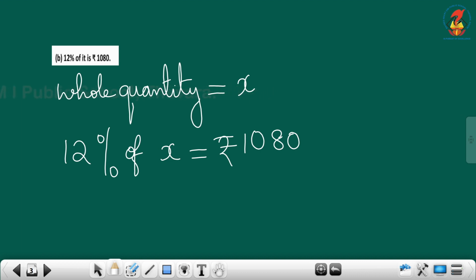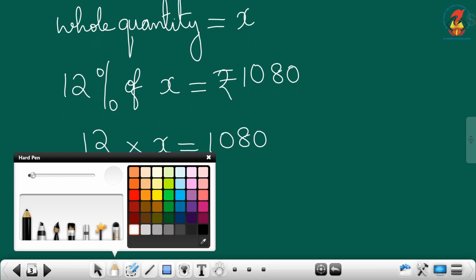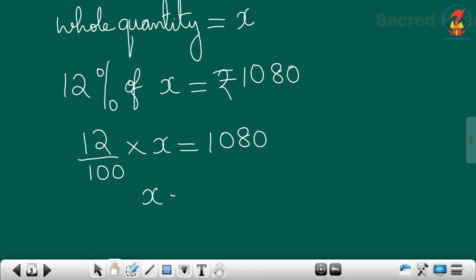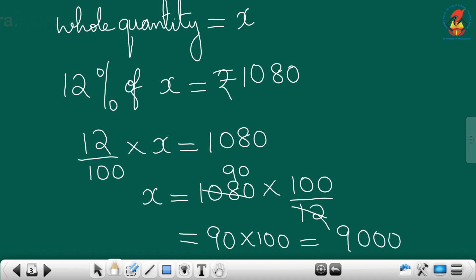So how will we find the whole quantity? That means 12 by 100 into, of means multiplication, into x is equal to 1080. Just do the transposing method, children. x is equal to 1080 into 100 by 12. Our transposing method. Okay. So 1080 divided by 12, what is the answer? 90. Use the shortcut method. 90 into 100, what is the answer? 9,000.